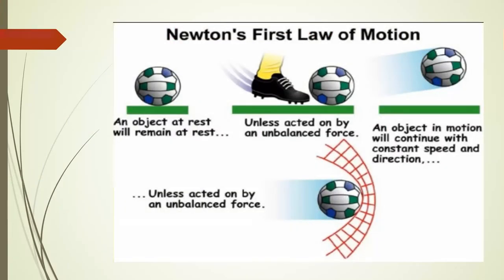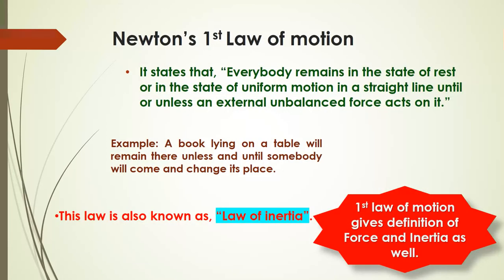So, an object at rest will remain at rest unless it is acted upon by an unbalanced force. And an object in motion will continue with constant speed and direction unless and until it is acted upon by an unbalanced force. Now, Newton's first law of motion. What was that? That means every body remains in the state of rest or in the state of uniform motion in a straight line until and unless an external unbalanced force acts on it. It means the object will remain where it is unless and until we apply some unbalanced external force.